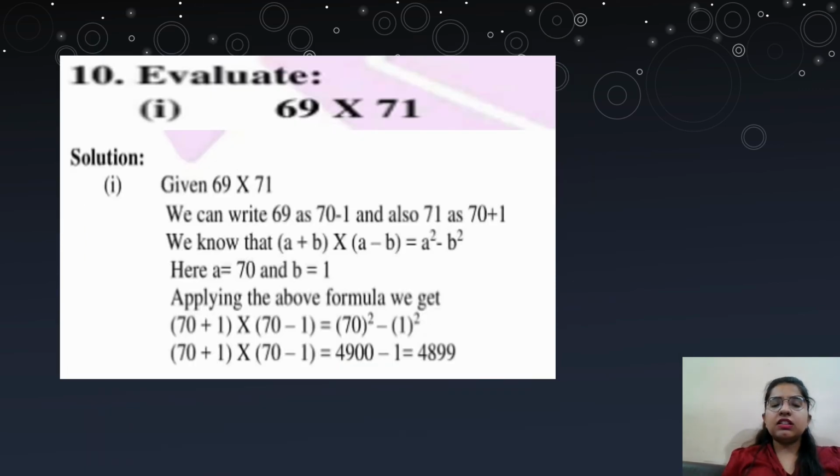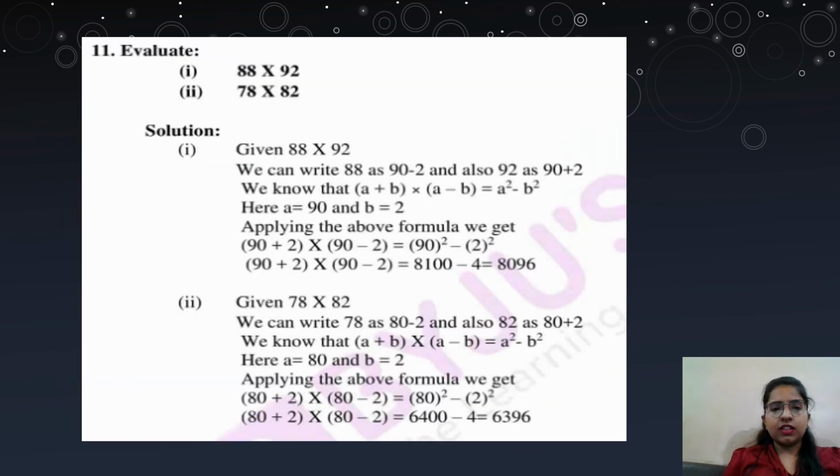Clear? Next, evaluate again: 69 into 71. For this, you have to use the identity (a plus b) into (a minus b) is equal to a square minus b square. So, students, 69 can be written as 70 minus 1. Yes or no? And 71 can be written as 70 plus 1. So here it is the (a plus b)(a minus b) identity you can use, and the answer is a square minus b square. a is 70, b is 1. 70 square minus 1, that is 4900 minus 1. It will be 4899. Clear?